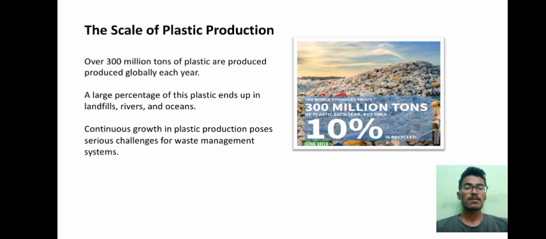The scale of plastic production. Over 300 million tons of plastic are produced globally each year. A large percentage of this plastic ends up in landfills, rivers, and oceans. Continuous growth in plastic production poses serious challenges for waste management systems.